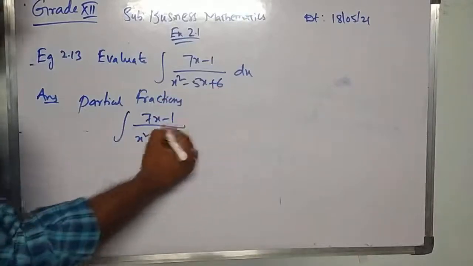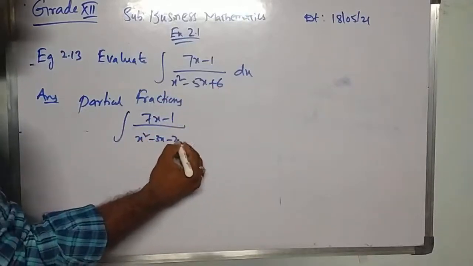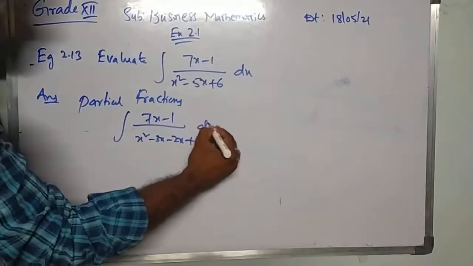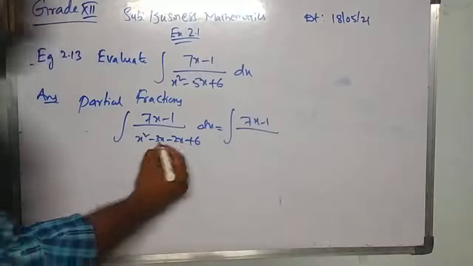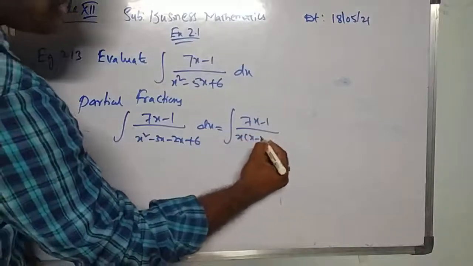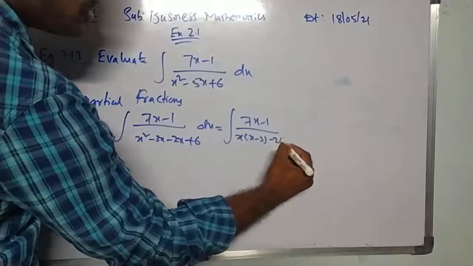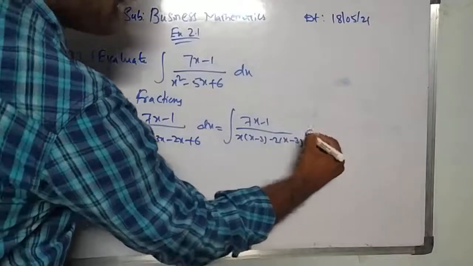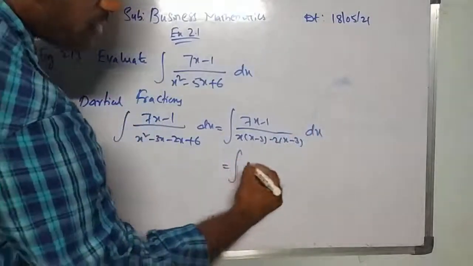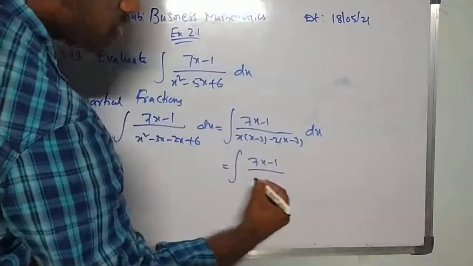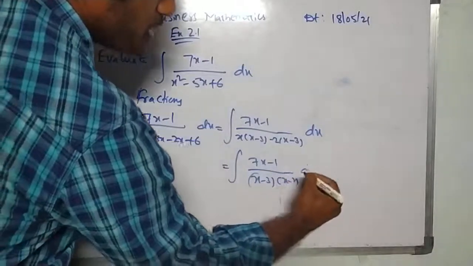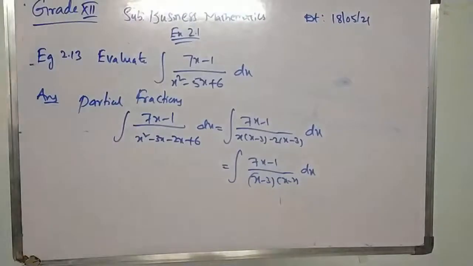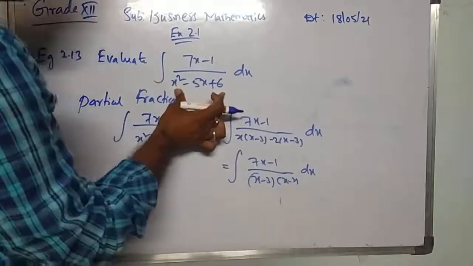6 can be written as 3 times 2, so I can write it as x square minus 3x minus 2x plus 6 dx. So integral 7x minus 1 by, I can take x common, x minus 3, minus 2 common, x minus 3 dx. So integral 7x minus 1 by x minus 3 into x minus 2 dx. This is the way we can split this denominator.